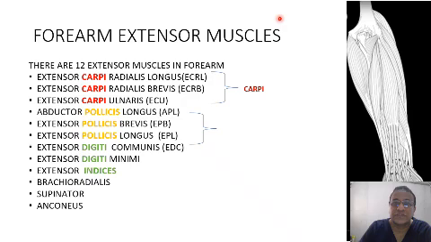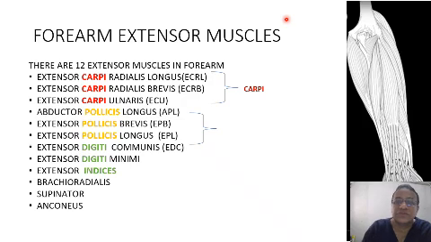Then extensor carpi radialis brevis also extends and abducts the wrist, but it is shorter and deeper than the extensor carpi radialis longus. Next, we will go to extensor carpi ulnaris. It extends and adducts the wrist. So now we know there are three muscles in the carpi muscle group: extensor carpi radialis longus, extensor carpi radialis brevis, and extensor carpi ulnaris.